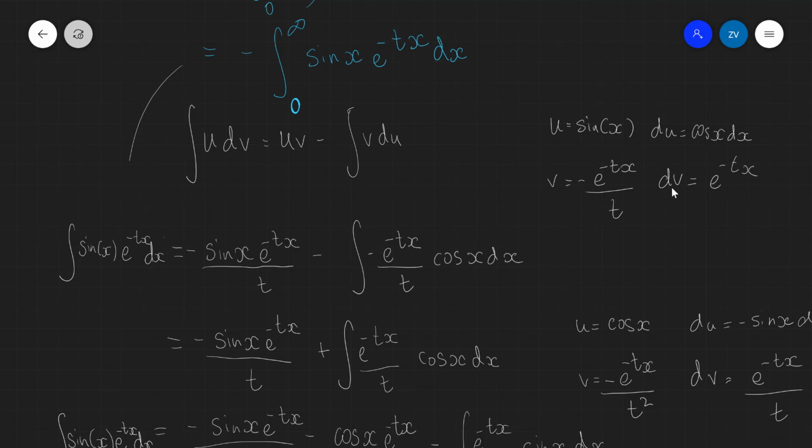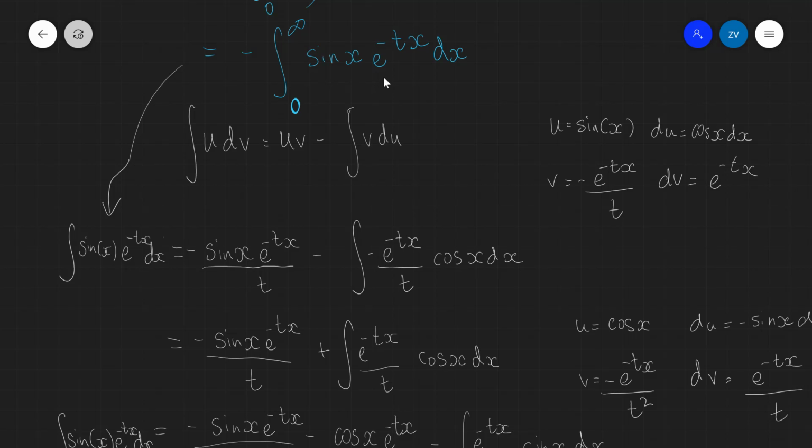If our function dv is e to the minus tx dx, then v will be the negative e to the minus tx divided by t. We can see that if we differentiate that, we get another factor of negative t, meaning that dv is e to the minus tx. So let's apply this to this integral.